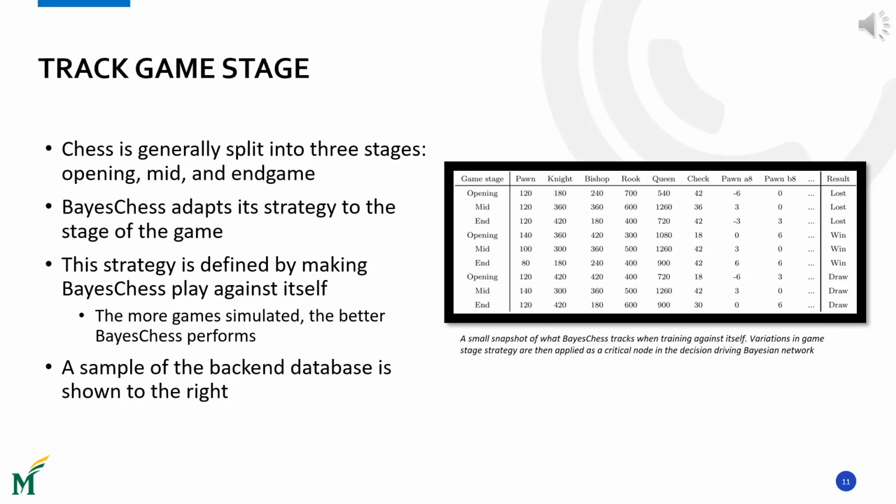This strategy is defined by making BayesChess play games against itself. We'll talk about these training games in a little bit more detail later, but the bottom line is the more games BayesChess can play against itself, the better BayesChess performs against opponents. A sample of the back-end database used by BayesChess to track how it's performing in certain situations is shown to the right.